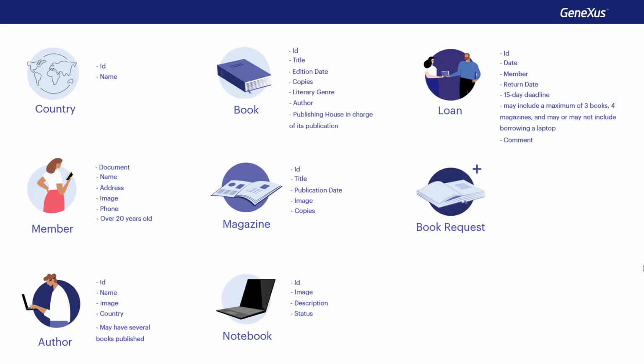Request for copies, book request. It often happens that certain books are in high demand, and the library decides to request more copies. To this end, it makes a request to the corresponding publishing house. The system must check that book copies are requested from the indicated publishing house.